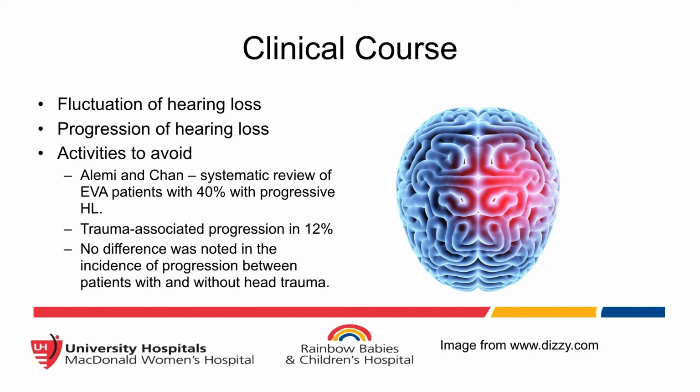The clinical course can be variable. There can be fluctuations of hearing loss, as we discussed, progression of hearing loss, and certain activities to avoid. There was a good systematic review of EVA patients performed by Alemi and Chan that showed 40% of EVA patients had progressive hearing loss, trauma-associated progression in 12% of those patients, but no difference was noted in the incidence of progression between patients with and without head trauma.